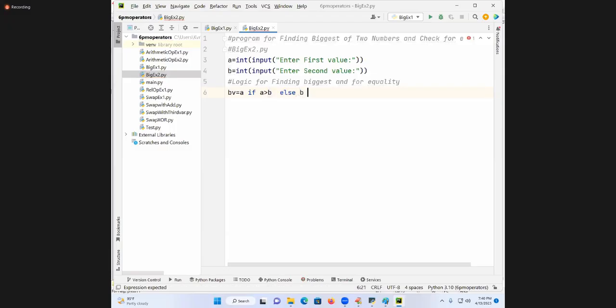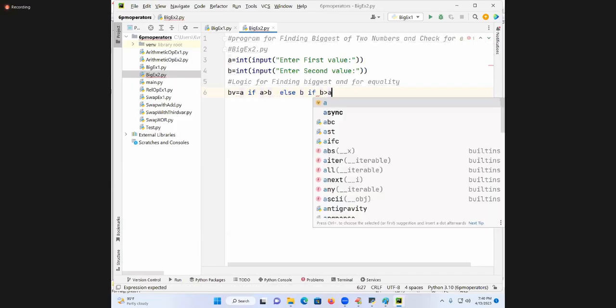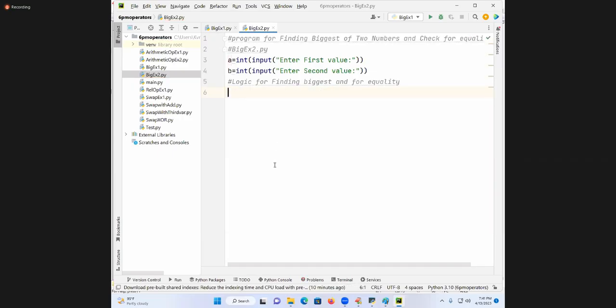B. When B is greater, if B greater than A. And within a ternary, one more ternary I am writing. This is complex. If I write it, your face is becoming something. You lost 1 crore rupees.